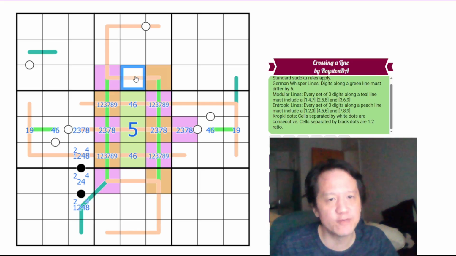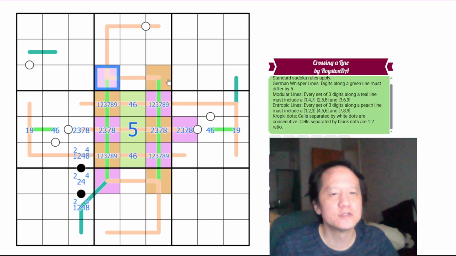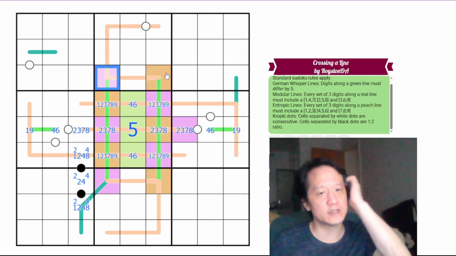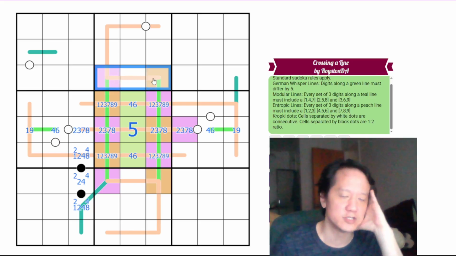Because this cannot be 4, 5, or 6. These are both on German whisper lines. So this then, neither of these can be 5. This can't be 4, 5, or 6. So that means we have 4 or 6 in one of these 3 digits.